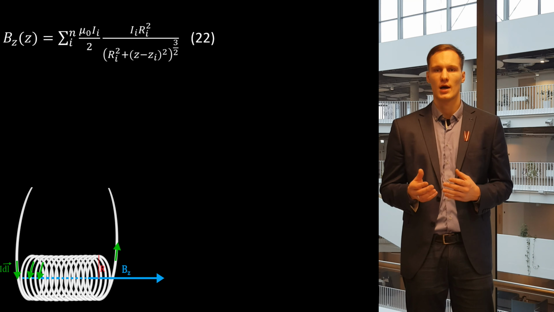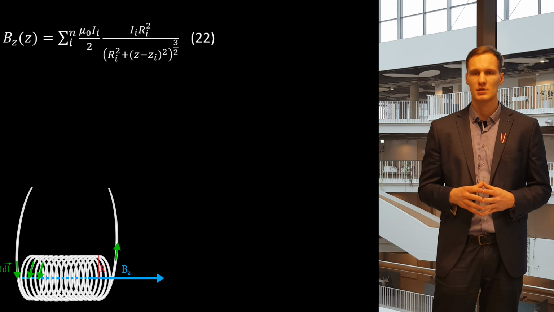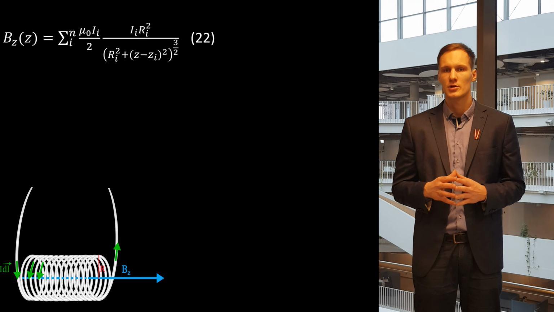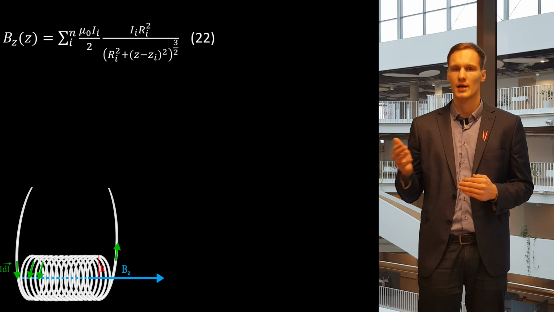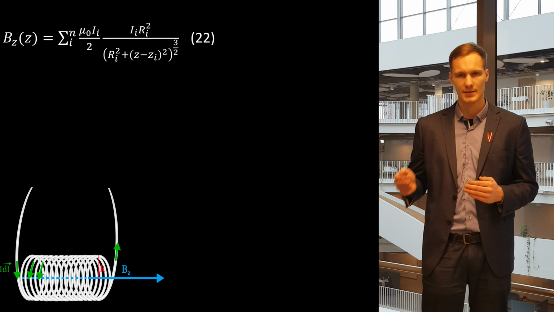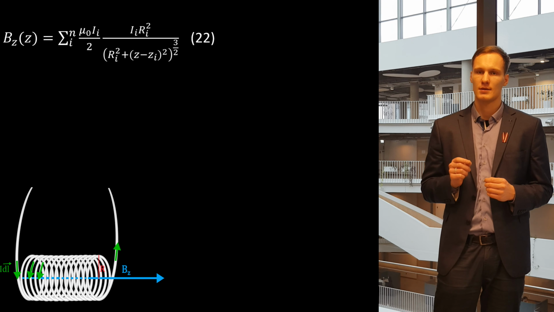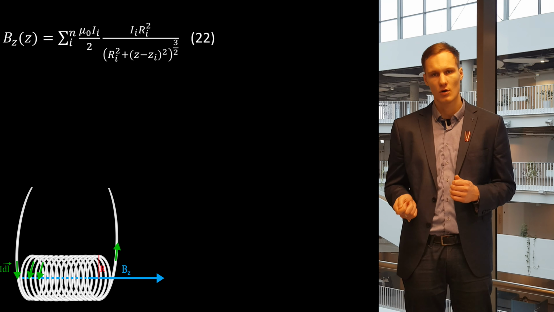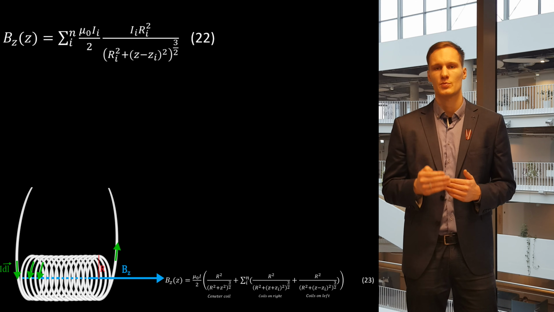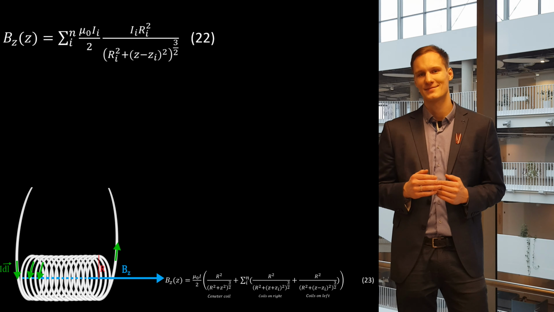Mathematically, we can describe it as a collection of individual turns with the same radius but a different location. So the expression for calculation is number 22, where we sum together the magnetic field of each coil created. But in this case, we've chosen the center point z0 in the center of the coil. That's why we use expression number 23 for this specific calculation.